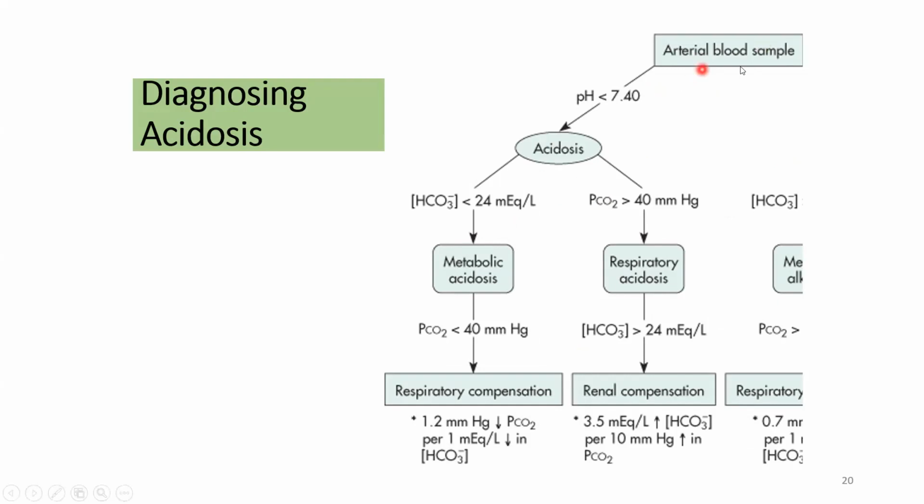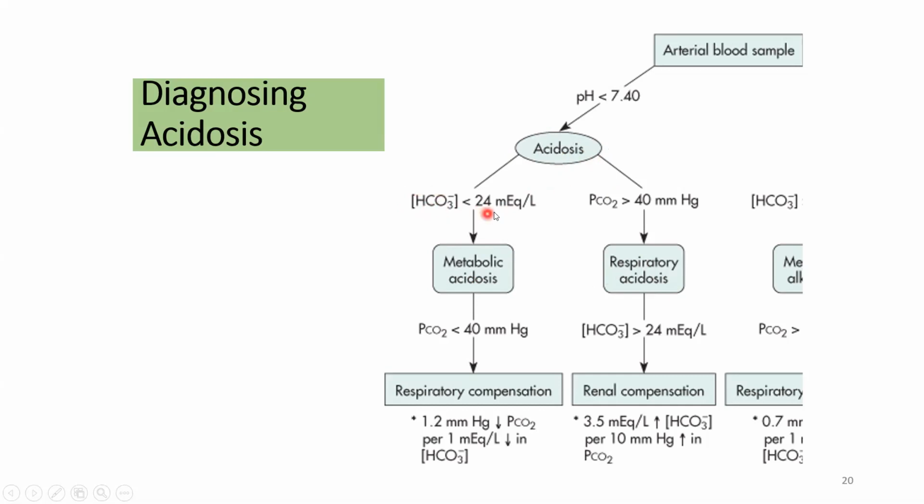So you get the arterial sample. The first thing you look at is the pH. In this case the pH is less than 7.4. Obviously, this is an acidosis. Now, which type of acidosis is it? Is it metabolic acidosis or is it respiratory acidosis? The second thing that you will see is the bicarbonate concentration.